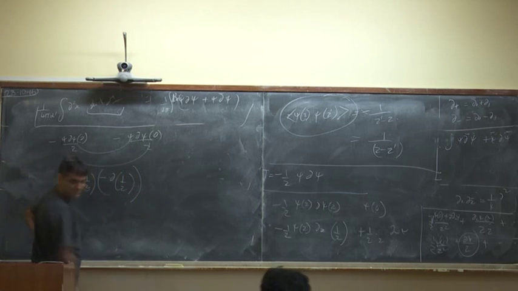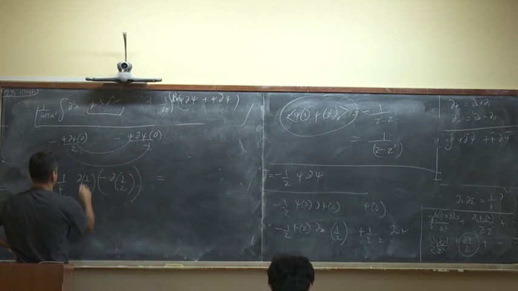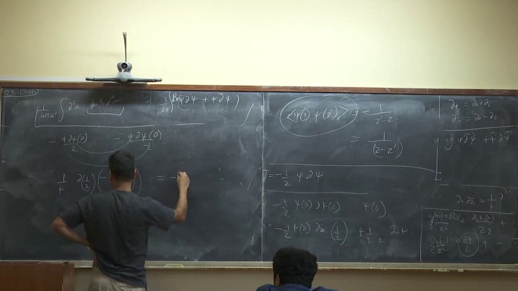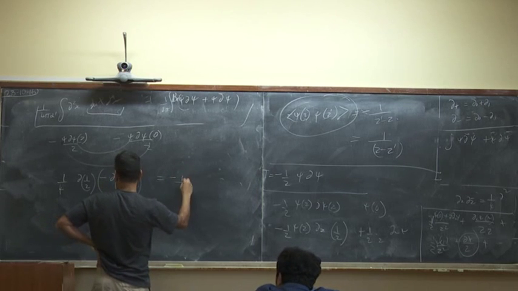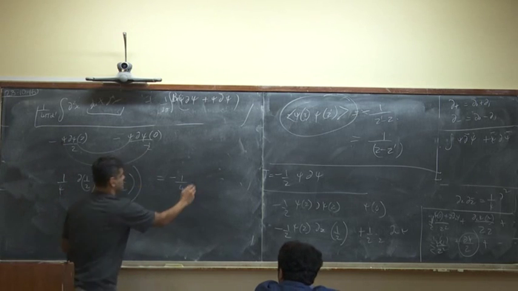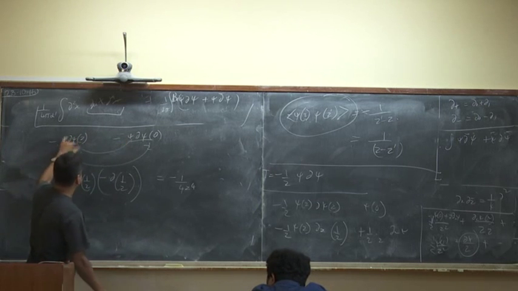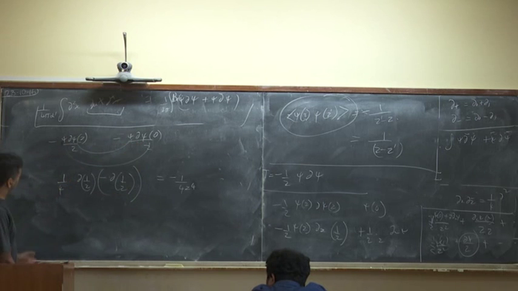Okay? And so this thing is equal to minus 1 by 4 z to the power 4. That was the term where this guy contracted this, and this guy contracted this. And the point was that one of the dels gave us a plus sign, the other del gave us a minus sign.